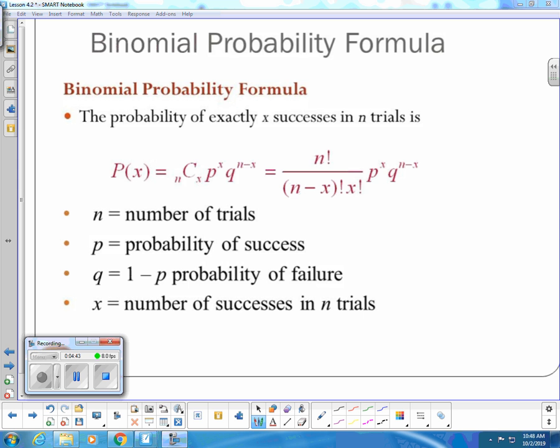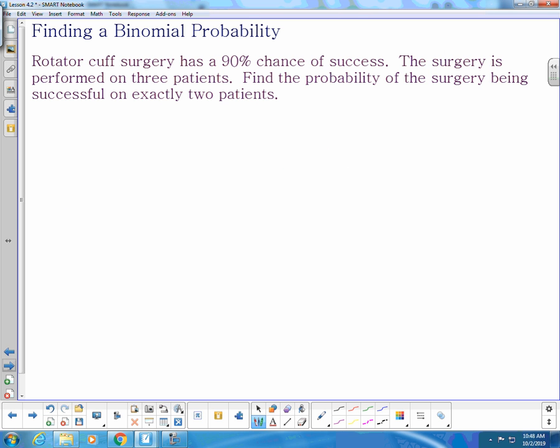All right, so let's look how this works out. So we have rotator cuff surgery has a 90% chance of success. So I'm just going to start writing what I know. So I know my p is 0.90. The surgery is performed on 3 patients. So the n equals 3. What does the q equal? If my success is 90%, my failure is? Okay. Find the probability of success on exactly 2 patients. So my x is 2.